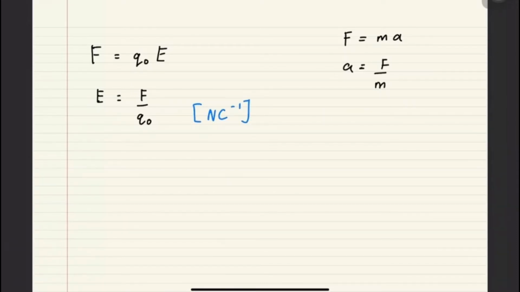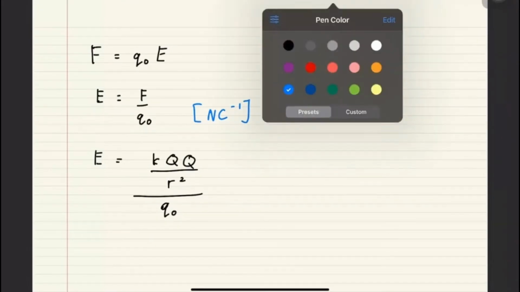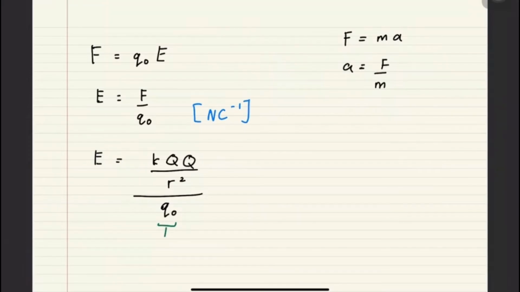Then if I substitute yang semalam punya formula, E will be equals to F over Q naught. F tu sama dengan kQQ over r square, over Q naught. Okay, yang Q naught ni sebenarnya adalah test charge. This is a test charge. Okay. By default, we assume that the test charge is positive.